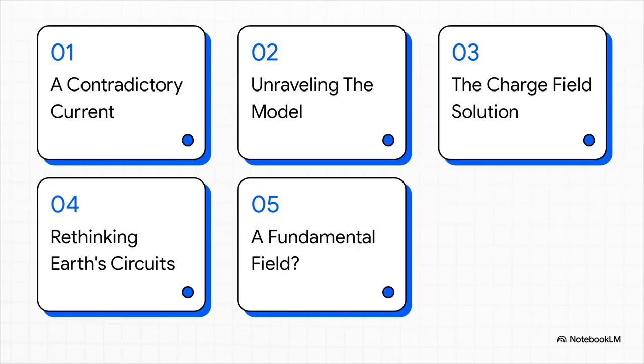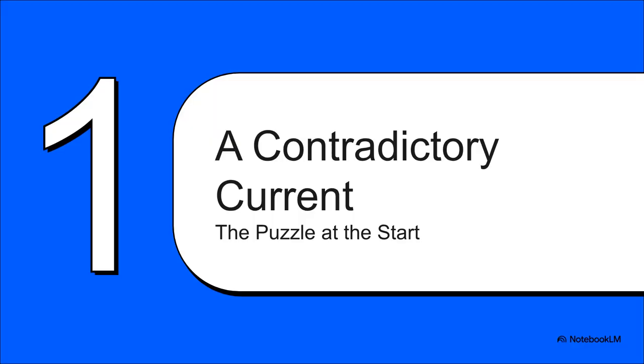So, think of this as a detective story. We're going to start with a really strange contradiction, then we'll investigate the official story to see where the cracks are. After that, we'll explore a potential solution and see what it means for how we picture Earth's circuits and maybe even physics itself. Okay, let's jump right in.